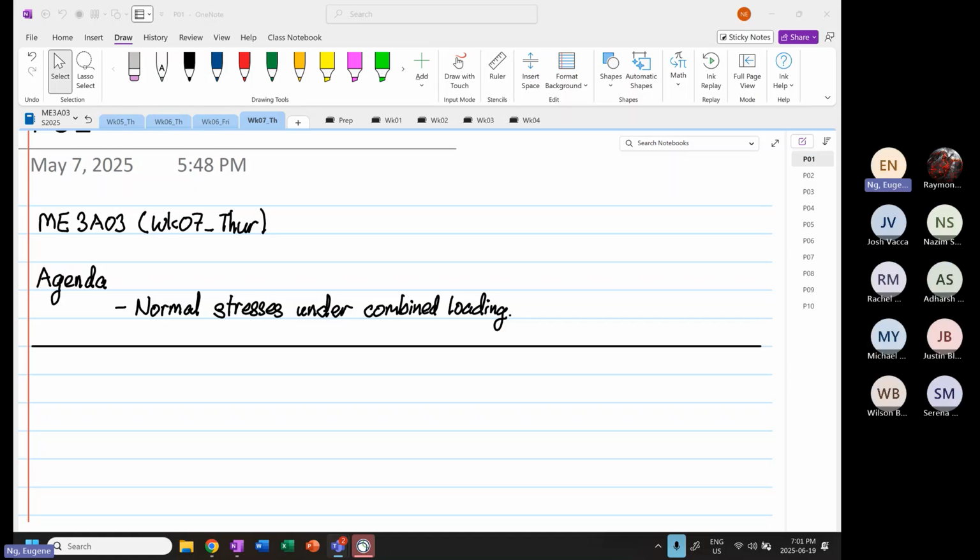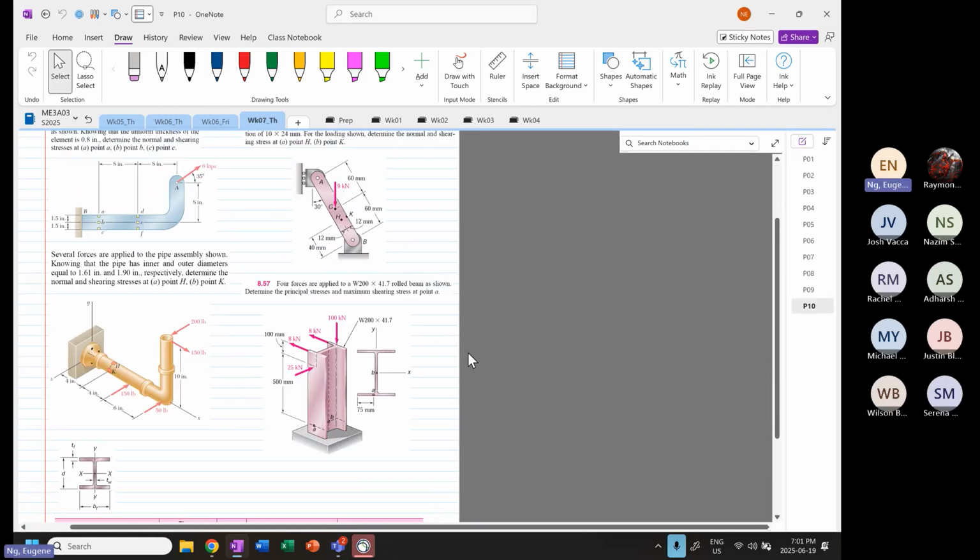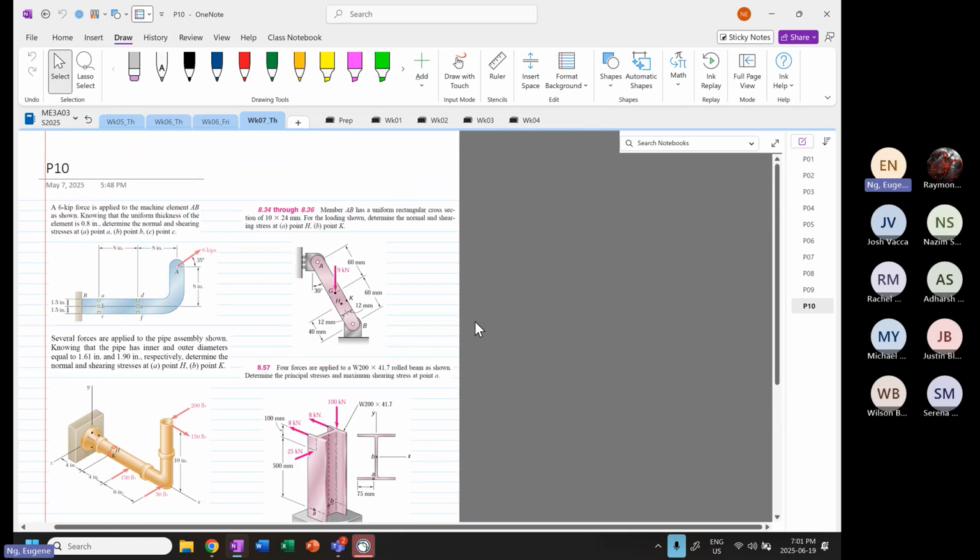Today we are going to look into normal stresses under combined loading. I'm going to teach you a procedure on how to analyze stresses in 2D and also in 3D later on. I have posted these diagrams on Avenue to Learn. If you can go to Avenue to Learn to fetch them, it will be fantastic.